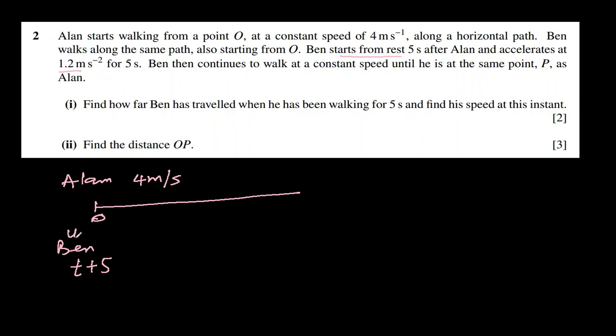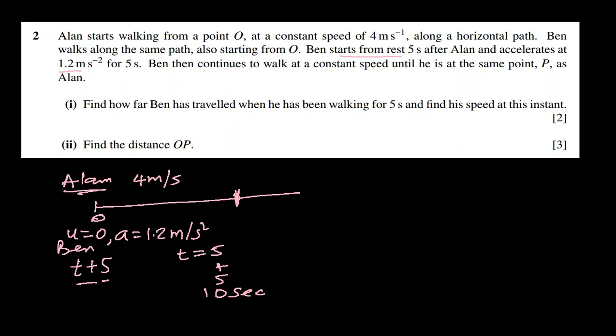So for Ben, u is 0, the initial velocity is 0, acceleration is 1.2 meters per second squared, and for 5 seconds, let's say till 5 seconds it is here. So t equals 5 seconds from here to here, but because he started 5 seconds later, we can say 5 plus 5, 10 seconds after Alan started, he reaches this particular position. Now they have written here, Ben then continues to walk at a constant speed.